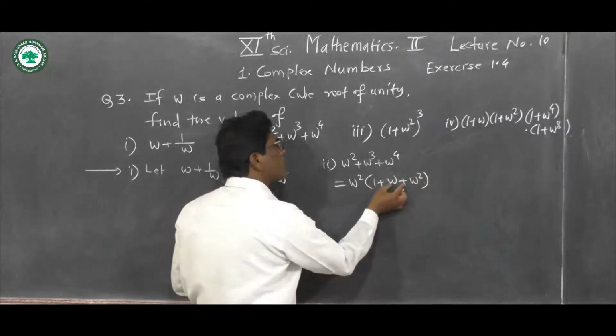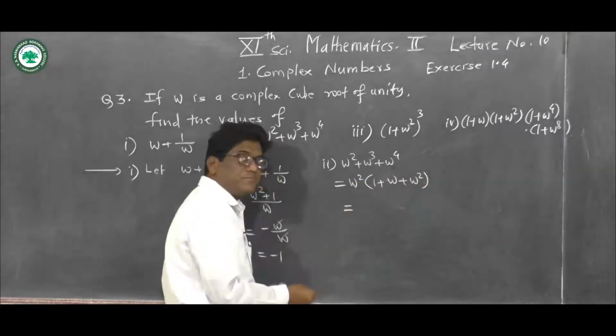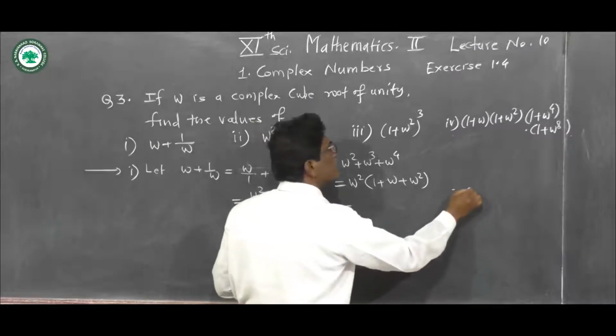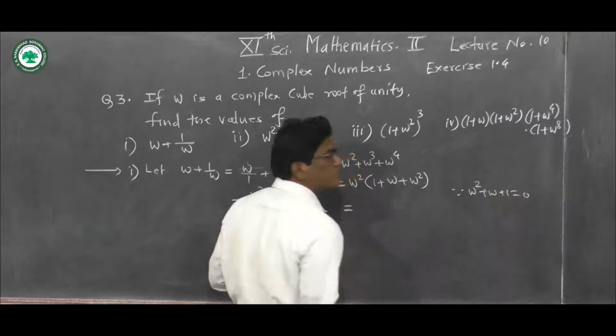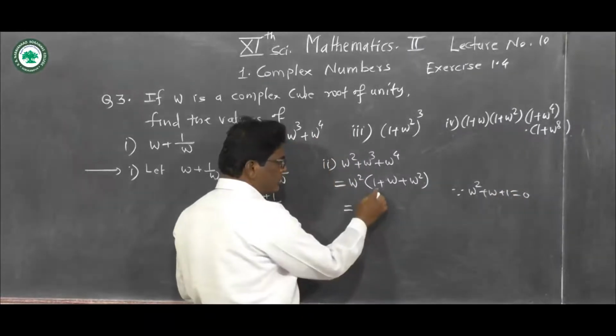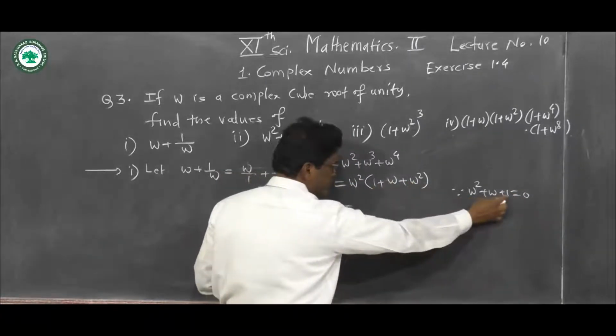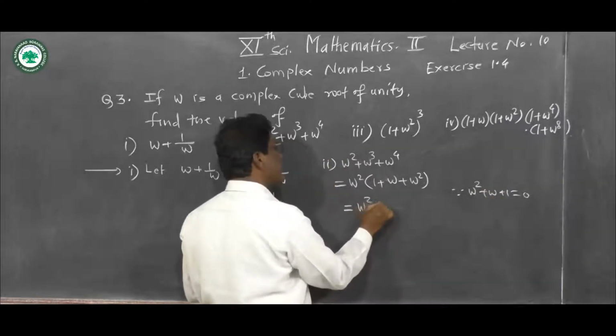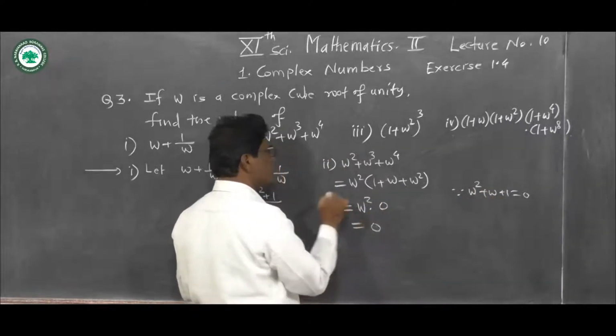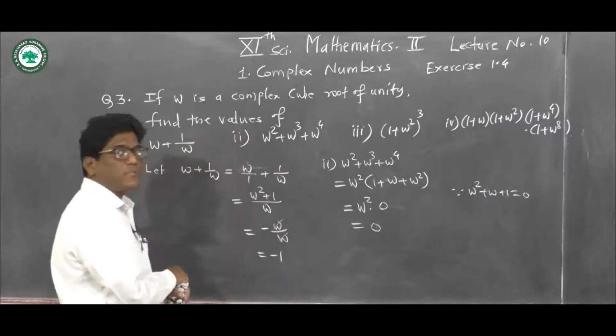Now here 1 plus omega square. Just as we have seen, since omega is a complex cube root of unity, omega square plus omega plus 1 is equal to 0. We know this. So 1 plus omega square value is 0. So omega square into 0 is equal to 0. So the solution of the second problem is 0.